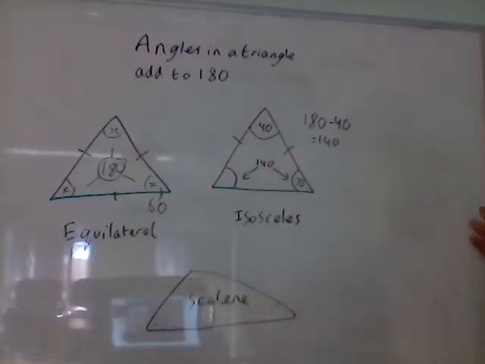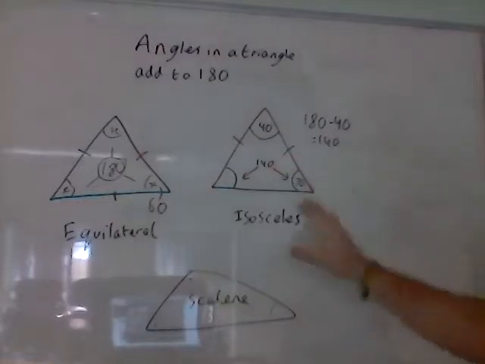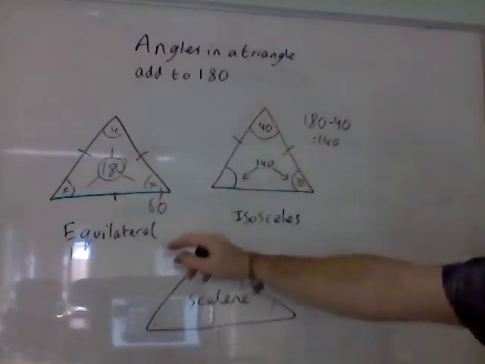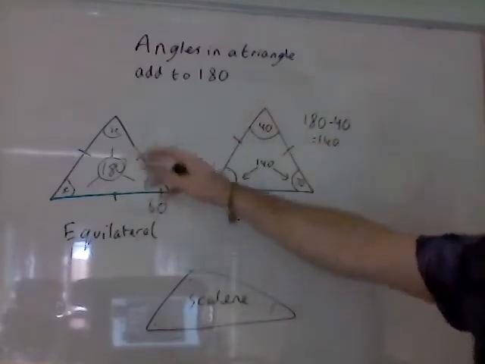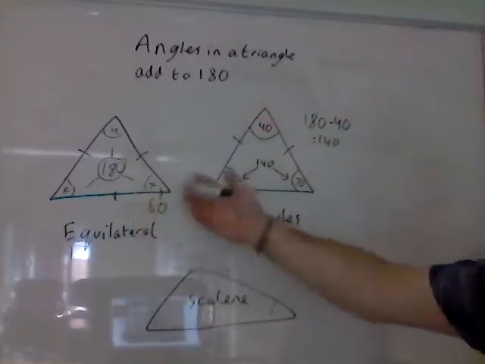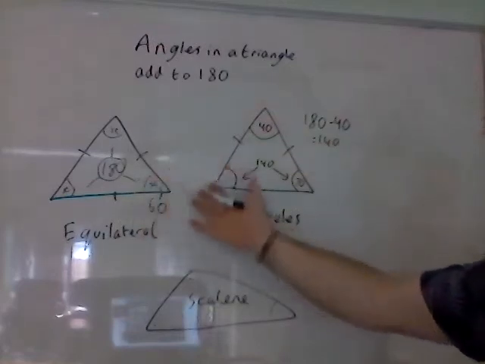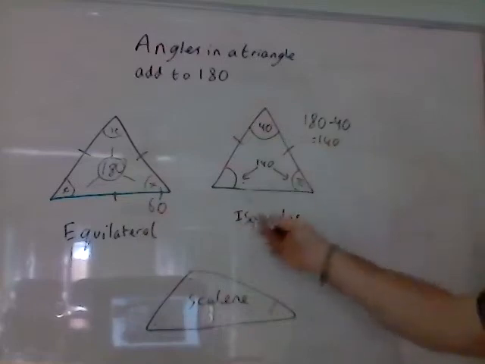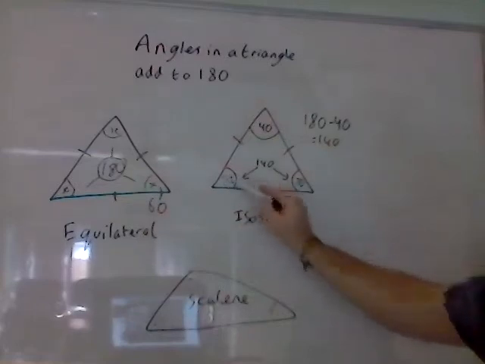So yeah, they're going to play around with it in different ways, but these are the facts that you need to know. Angles in a triangle add to 180. An equilateral triangle, all the sides and all of the angles are equal, therefore you can do 180 divided by 3 gives you 60. For an isosceles triangle, base angles are the same.